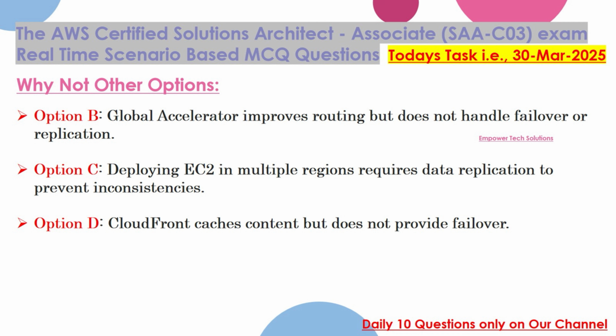Option B, Global Accelerator improves routing but does not handle failover or replication. Option C, deploying EC2 in multiple regions requires data replication to prevent inconsistencies. Option D, CloudFront caches content but does not provide failover.